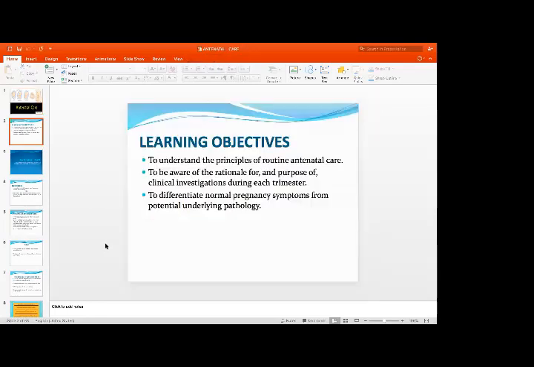The learning objectives of today's talk are to understand the principles of routine antenatal care, to be aware of the rationale for and purpose of clinical investigations during each trimester, and to differentiate normal pregnancy symptoms from potential underlying pathology. So these are the objectives of today's talk.